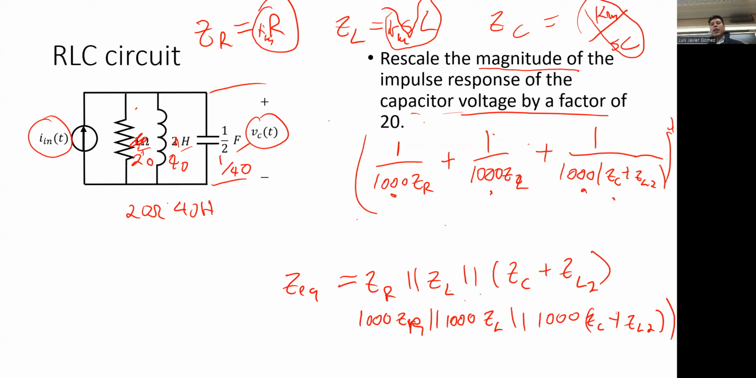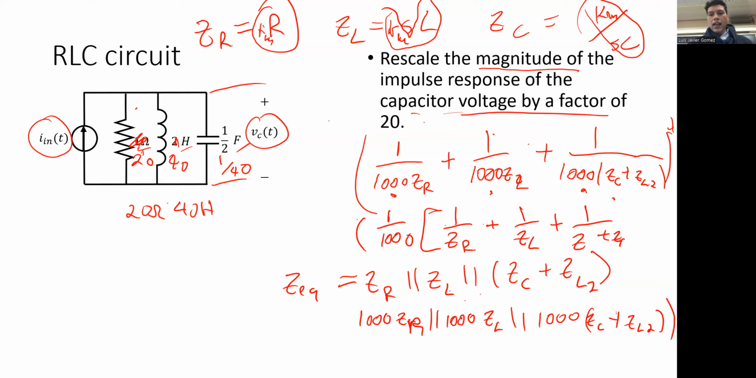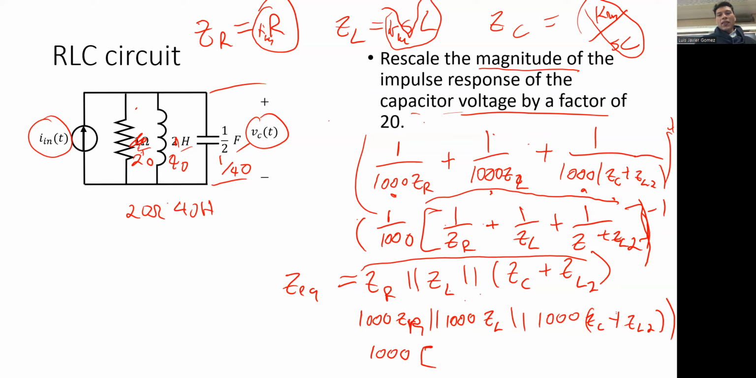So I can say that this is just 1 over 1,000 times 1 over Z_R plus 1 over Z_C1 plus 1 over Z_C2 plus Z_L, to the negative 1. But then what is 1 over 1,000 to the negative 1? Yeah, so then it becomes 1,000 times this thing. But what is this thing in terms of this thing? Does anyone know? Go ahead. So what is this thing in parentheses? Yeah, it's just Z equivalent.